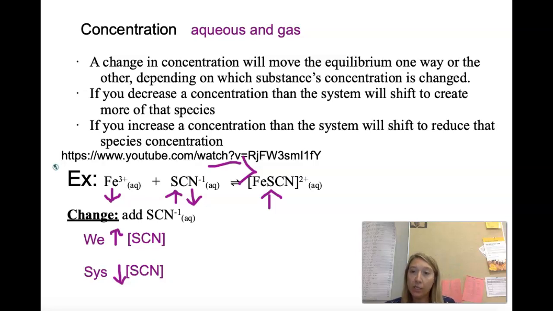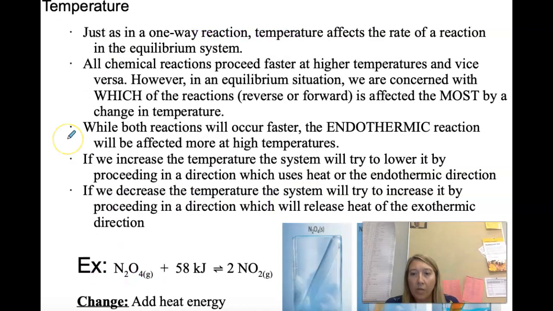Make sure the state is aqueous, which in this case everything was aqueous, so we knew it could shift. We increase the SCN. The system wants to decrease it because that's the opposite. The only way to decrease it is to shift away from it. So the next factor to look at is temperature. Just like concentration is going to impact my equilibrium position, so is temperature. Temperature tends to be, I'd say, probably the most complicated one because you have to look at a couple of other variables to help you decide this.